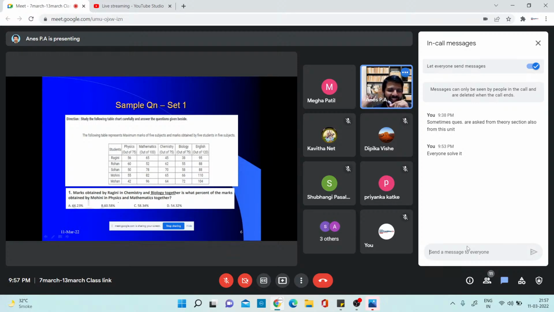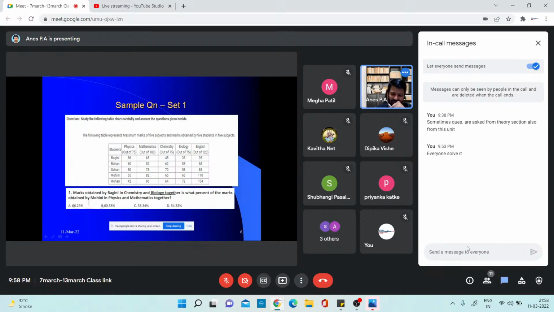You got it? Yes. Okay. Then you just take the sum of physics and mathematics of Mohini. Physics and mathematics, that is 55 plus 82. You get some value, 137, something like that. Got it?